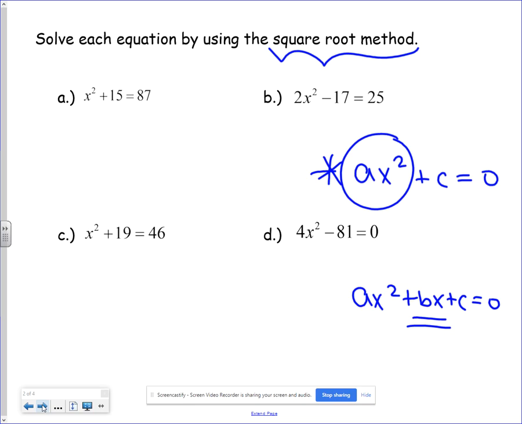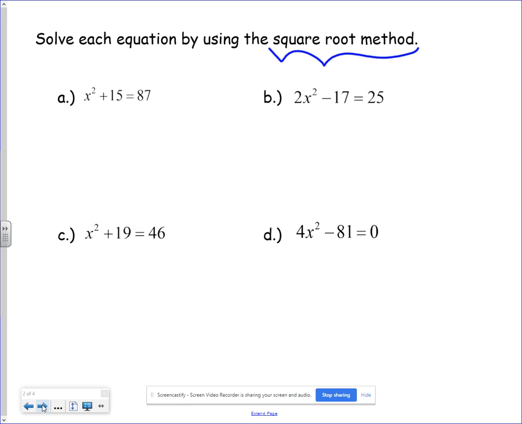So if you have a quadratic equation in which it doesn't have a linear term, an x term, then you can use the square root method. So again, to use the square root method, it has to have only an x squared. It can't have an x squared and an x. So if you look at all these equations I have up here, each only has an x squared. So I can use the square root method on them.